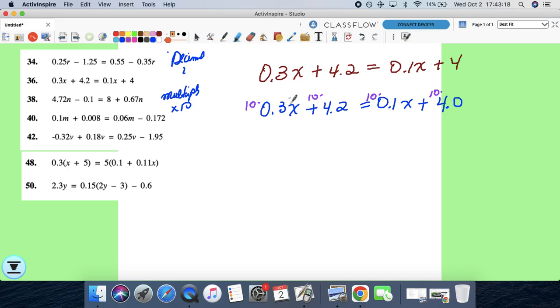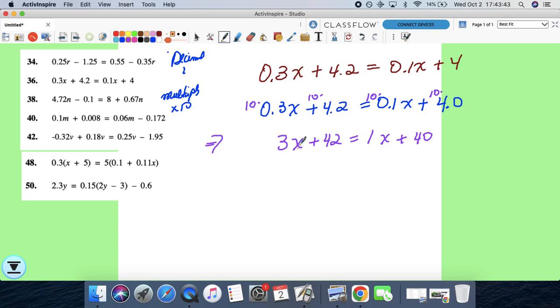10. Multiplying by 10 is the same thing as moving the decimal 1 to the right, so that just becomes 3x. 4.2, move the decimal 1 over, it becomes 42. 0.1, move the decimal 1 over, becomes 1x. And then 10 times 4, move the decimal 1 over, it becomes 40. Okay, so again, now we are ready to go through our process.